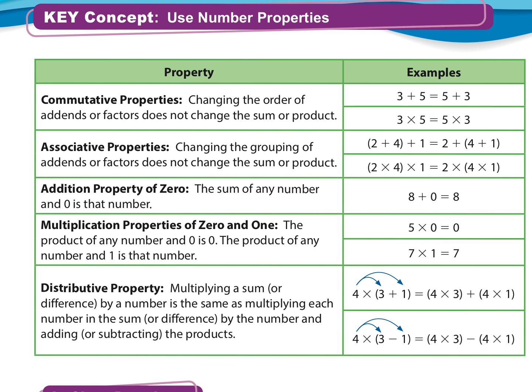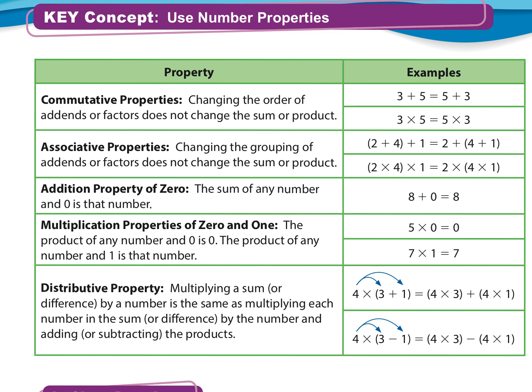So commutative property, that means changing the order of the addends or the factors, but it doesn't change the sum or the product. So if I have a bunch of numbers that are being added together, I can add them in whatever order I want to. It doesn't matter how I add them, because I'm still going to get the same sum. Same thing for factors. If I have a list of factors that I'm multiplying together, it really doesn't matter the order that I multiply in, because I'm going to end up with the same product.